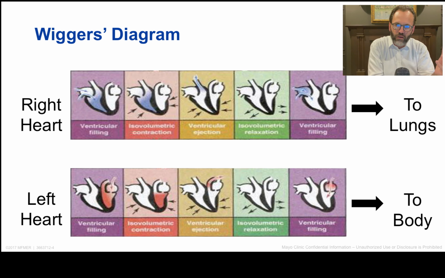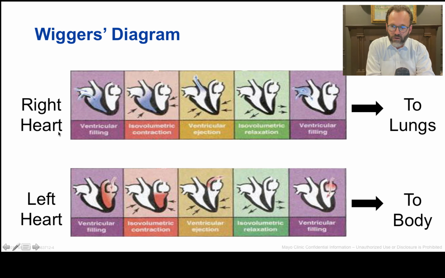Then we have ventricular ejection. So the pressure within the ventricle exceeds the pressure in the outflow tract, and the volume within the ventricles begins to decrease. Isovolumetric relaxation. So again, now the ventricle is starting to relax, but the filling pressure has not exceeded the amount of tension within the cardiomyocytes themselves. So we don't quite have filling yet. And then finally, we have ventricular filling at the end.